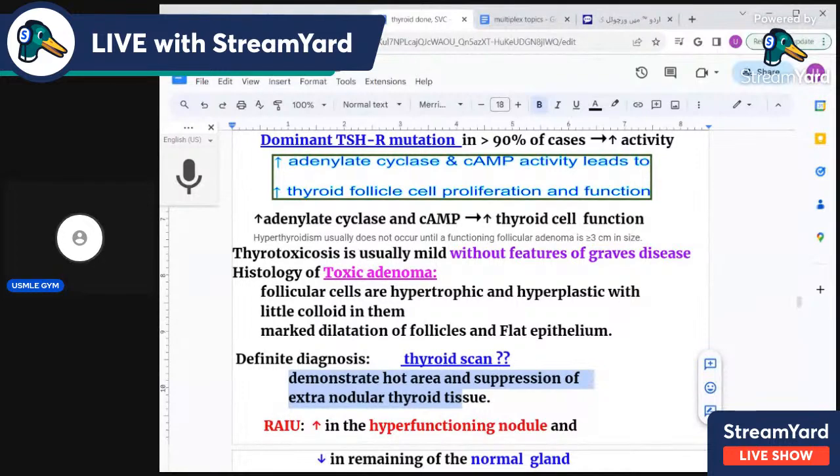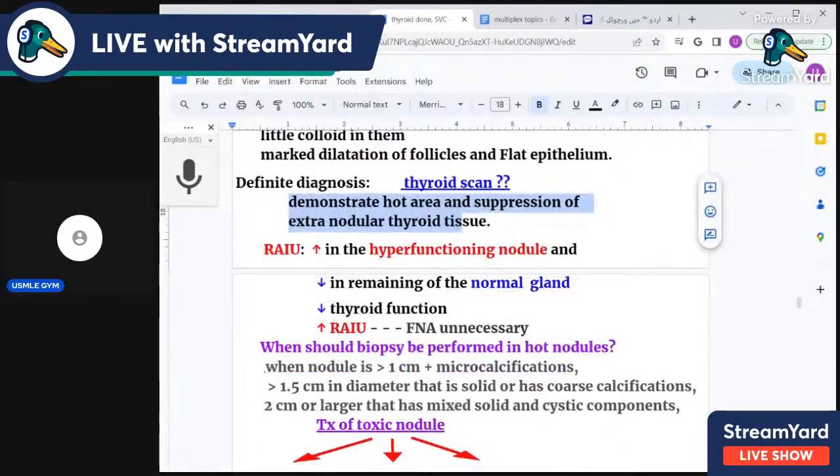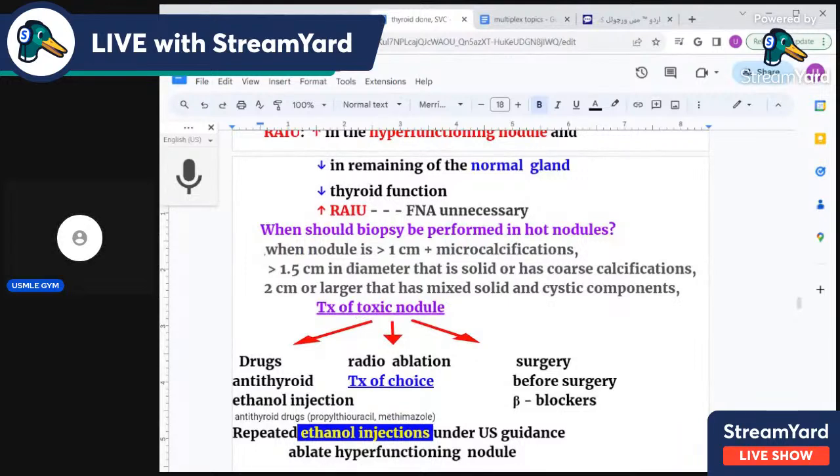So the radioactive iodine uptake is increased and decreased in remaining areas, and the thyroid function is decreased. Radioactive iodine uptake makes the diagnosis, so FNA biopsy is unnecessary in a hot nodule because the chances of malignancy are very little, less than 5% in a hot nodule, whereas chances of malignancy in a cold nodule are more, about 10%, right? And the ratio of benign to malignant nodules is 10 to 1.